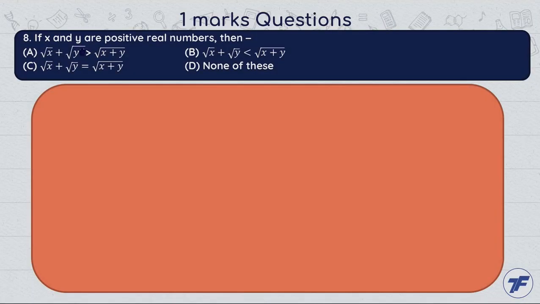Question number 8. If x and y are positive real numbers, then there are 4 options given. Here हमें यहाँ क्वेश्चन में कुछ नहीं गिवन है, जस्ट इन्फॉर्मेशन गिवन है कि x हमारे पास क्या है, एक पॉजिटिव रियल नंबर है.